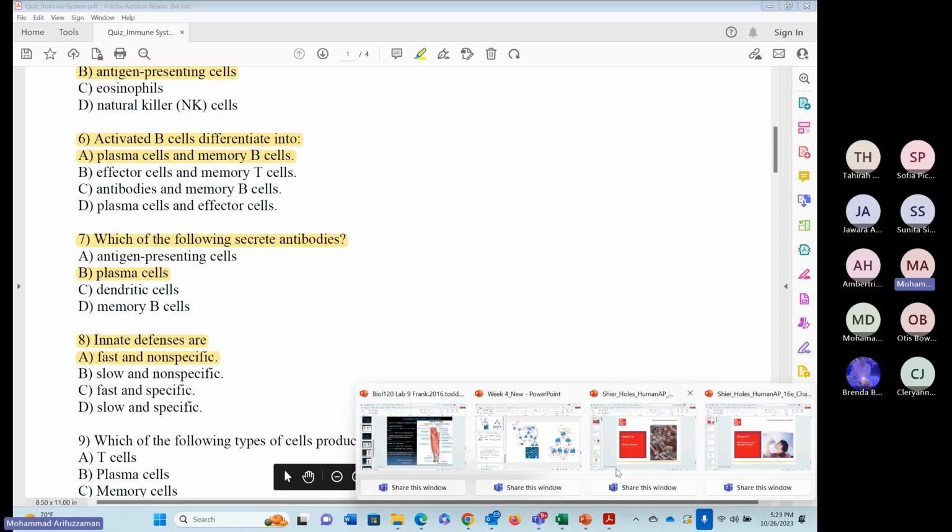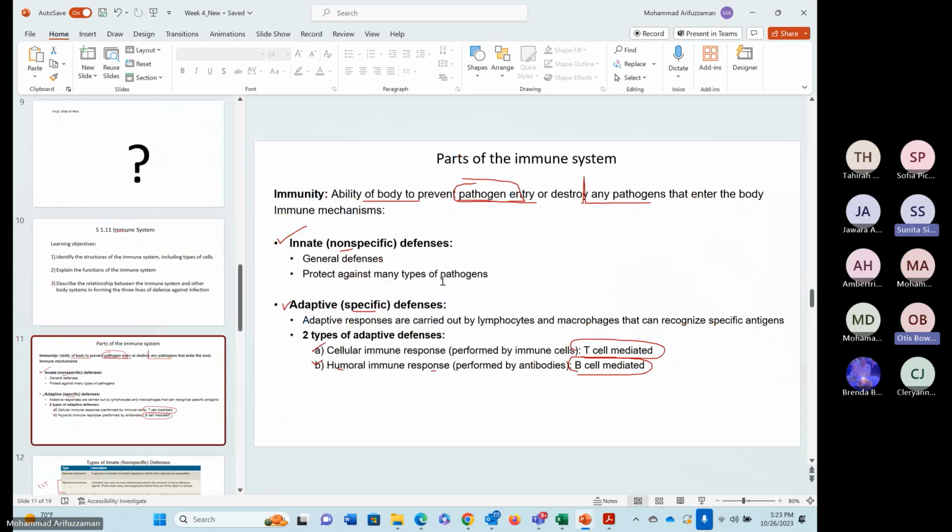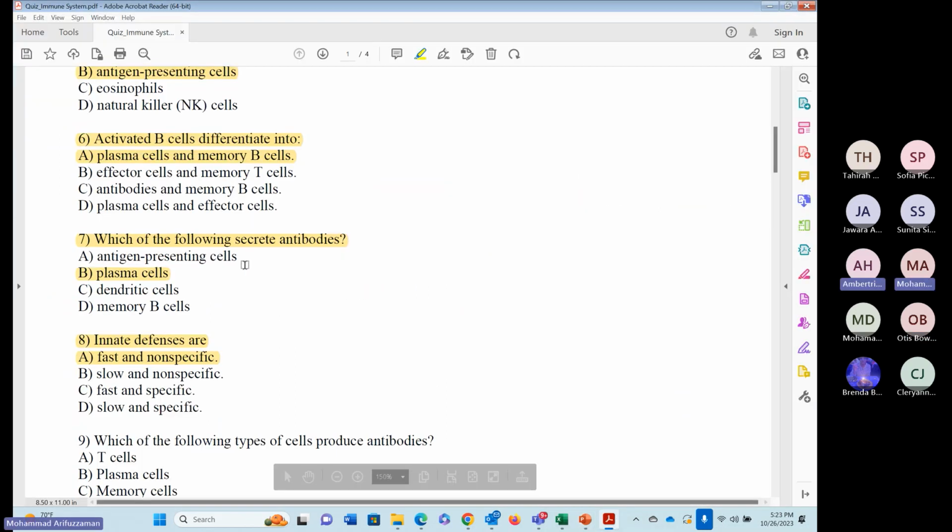If you can see here, the classification of the immune system. So innate is a non-specific and very fast response. Adaptive is a specific and slow response. Good.